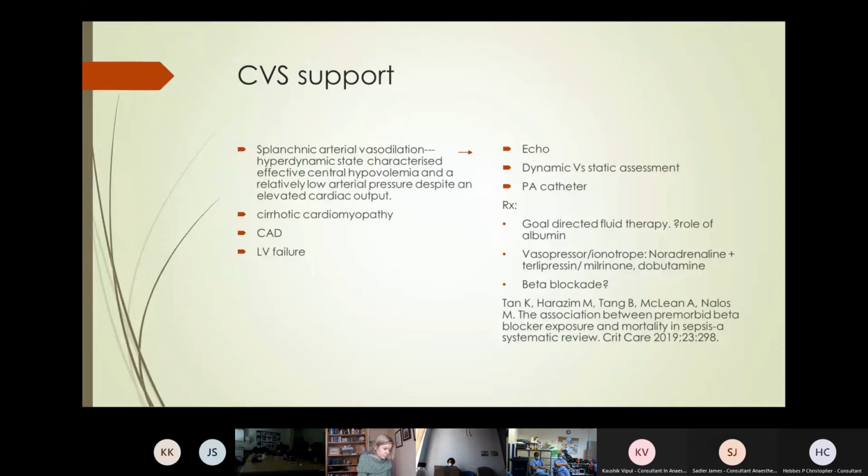What about beta blockade? A systematic review suggested that beta blocker exposure prior to an episode of sepsis could have a role in reducing mortality. However, our patients, when we see them, are quite unwell, cardiovascularly unstable. Those are not patients that you want to start beta blockers on. It needs to be based on an individual basis.